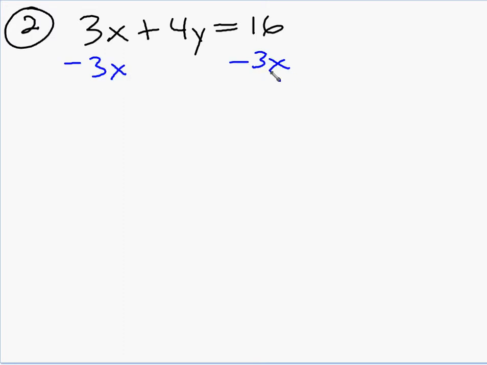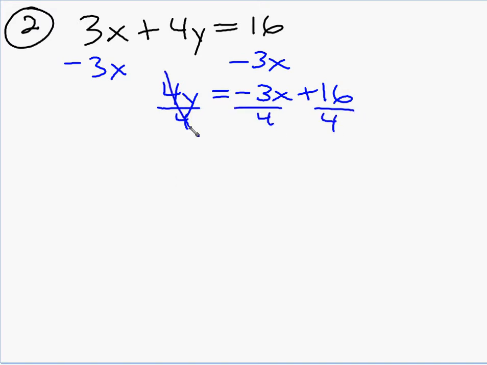And be careful with this, because some of you are still making some algebra mistakes when you're solving equations. 4y equals -3x plus 16. I want the x term first, because that's slope-intercept form. Then I'm going to divide everything by 4. And I wind up with y equals -3/4 x plus 4. Once you get that far, it's easy to graph.